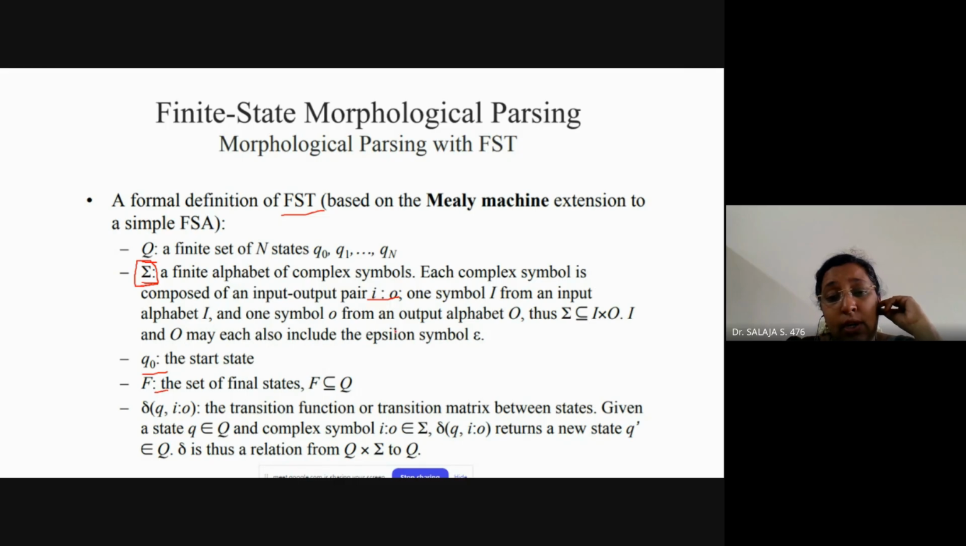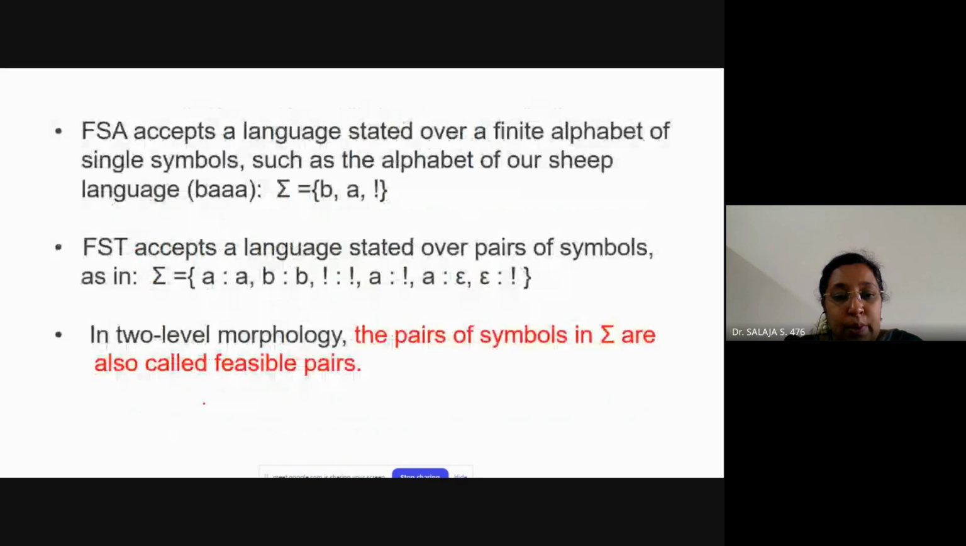Finite states, you can have multiple finite states. Throughout the examples, if you just recollect, we would have got a single initial state and multiple final states. So F is a set of final states, which is a subset of this set Q. And you have the transition from a particular state on an input, it produces a particular output and moves on to a different state. Yeah, so that is how it is.